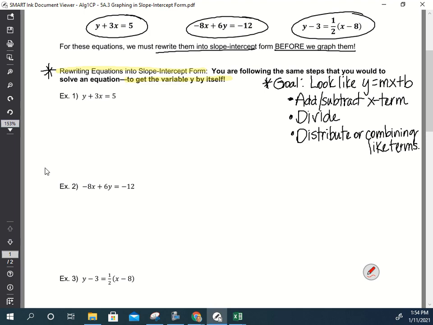So let's look at example 1. Example 1, we've got y plus 3x equals 5. So y plus 3x equals 5. So we need to get y by itself. But this plus 3x is sitting there. We need to get rid of it. How do we get rid of plus 3x? We are going to subtract 3x. So subtract 3x on both sides.